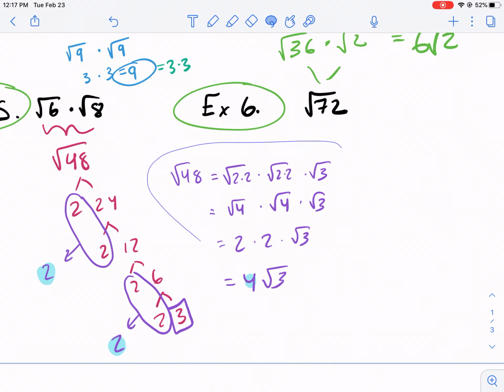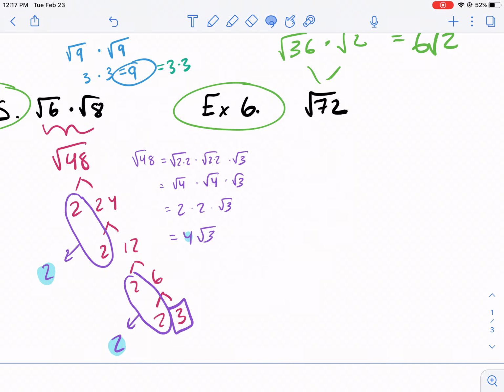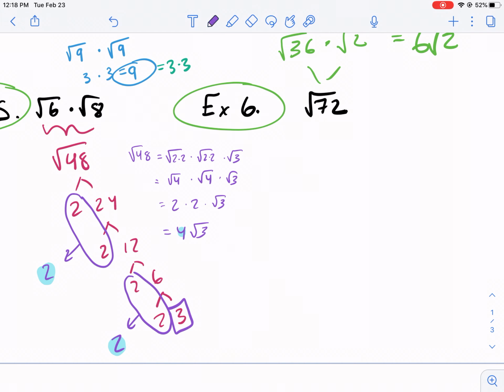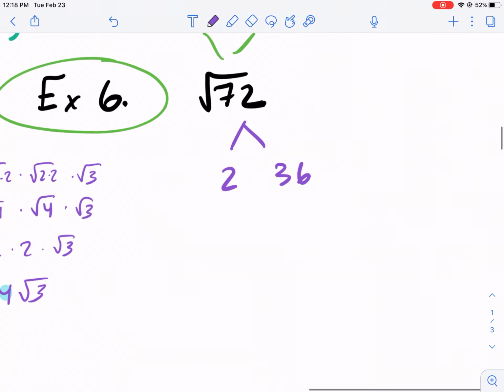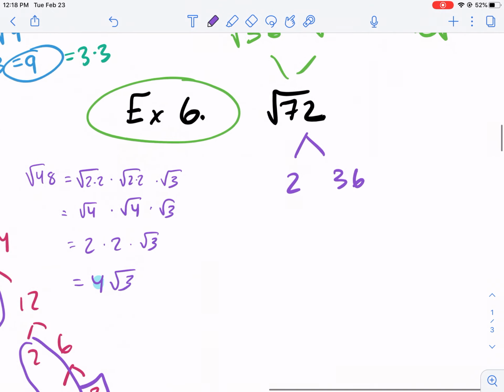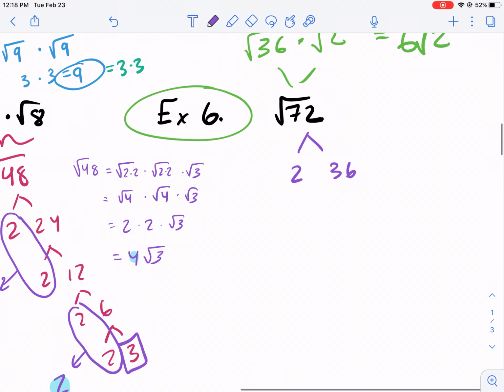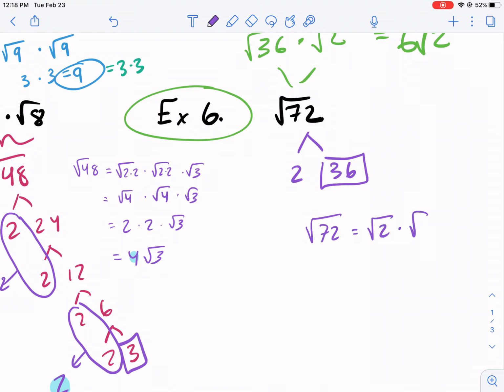Let me move this over so we can do 72. 72 is a little bit bigger, but we can still do it. Again, if it's even, I always start with dividing by 2. We get 36. Now here, if you recognize you have a perfect square immediately, like 36, we could continue factoring it and we would not be wrong there. But we can just say, okay, I know 36 is a perfect square. So I can rewrite the square root of 72 as the square root of 2 times the square root of 36.